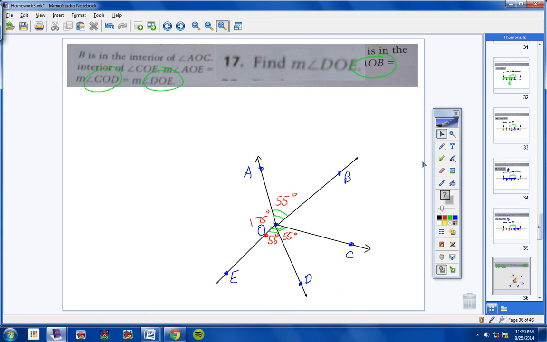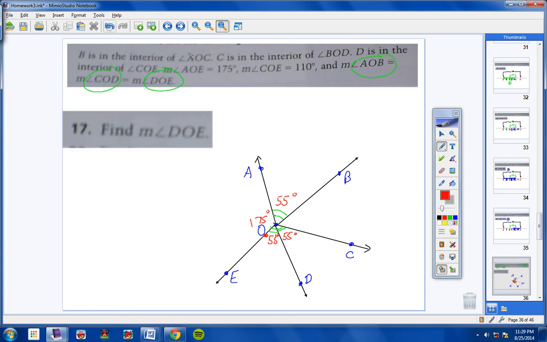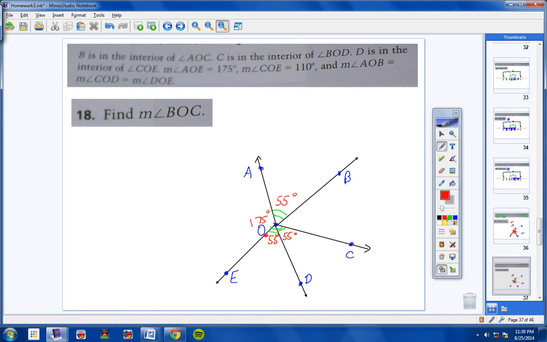And here we go. Okay, our first question is, find the measure of angle DOE. Okay, here we go. Here's D, here's O, and here's E. So we want to find this red angle right here. Well, that's easy, 55 degrees. So there we go. Moving on to number 18. They want us to find the measure of angle BOC. All right, well, here's B. And then we're going to go over to O, and then to C. Question mark.